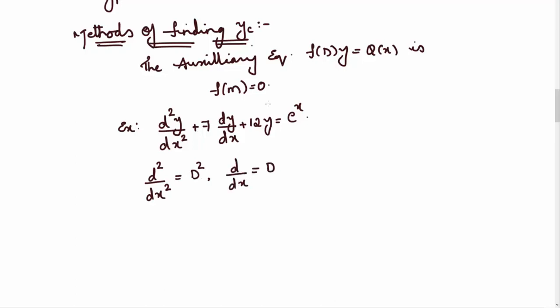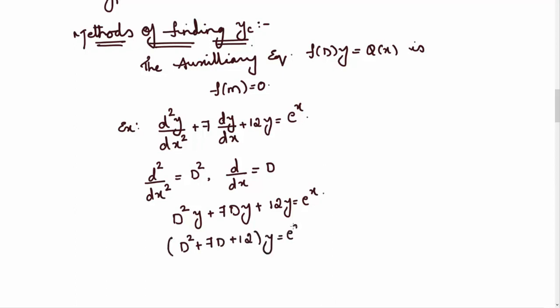Now if we substitute these values in this equation, then that equation is of the form D square y plus 7 into Dy plus 12y is equal to e to the power x. Now if we take y common, that is D square plus 7D plus 12 into y is equal to e to the power x. So this is our required f of D and this is q of x. So yc is obtained from f of D. Now in order to find yc, first we have to write the auxiliary equation, that is f of m is equal to 0. And it is very simple.